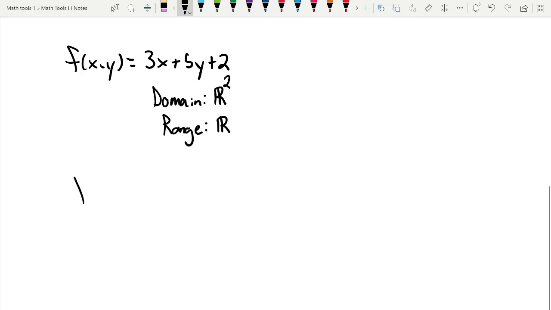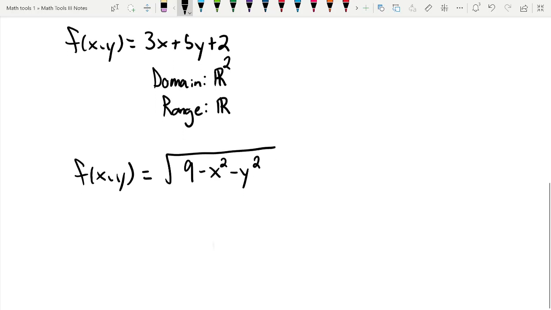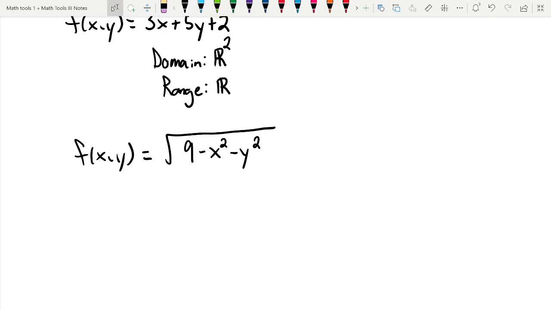So one more function here as an example. F of x, y. This one does have a domain issue. So we have the square root of 9 minus x squared minus y squared. Okay. So we have to be careful with the domain here, mainly because the square root cannot be negative, right? We still have that same restriction. So we need to know exactly what numbers we can plug in for the domain.